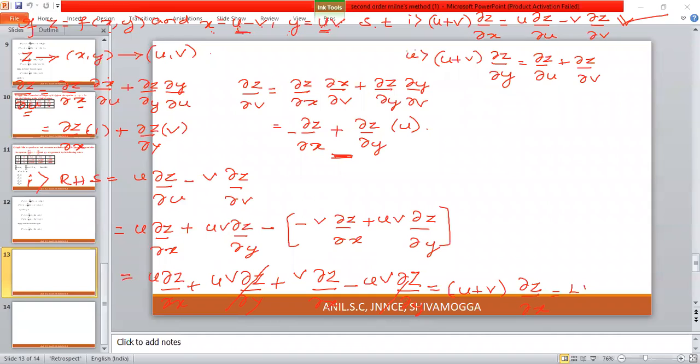This is left hand side. LHS of the expression u plus v into del z by del x. If it is clear, please make a note of this. We'll move to the next part of the problem. Take a note of this, or at least a screenshot of this. Is this clear?